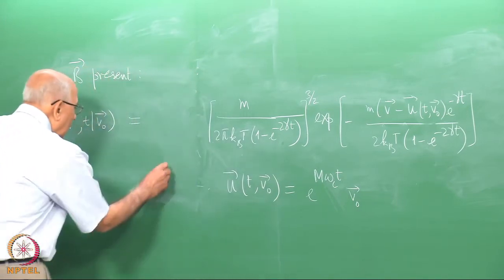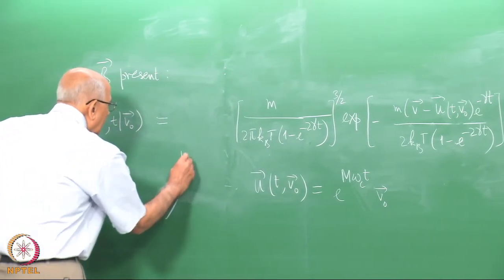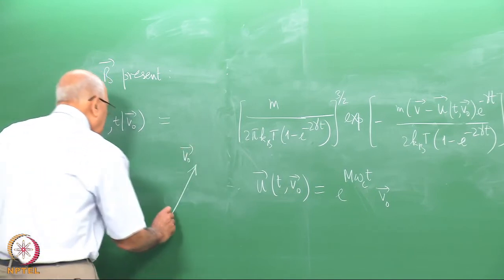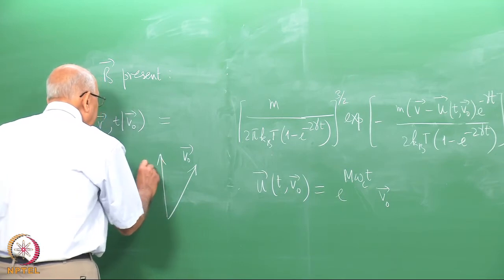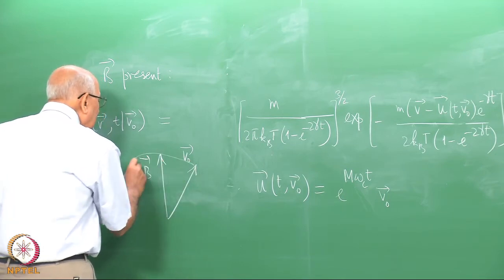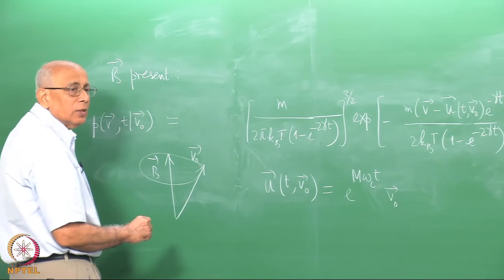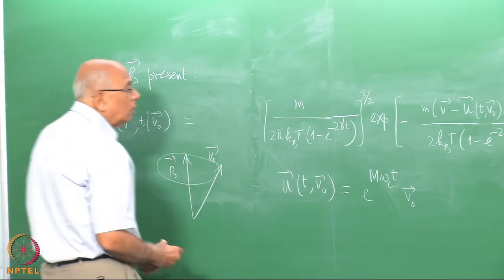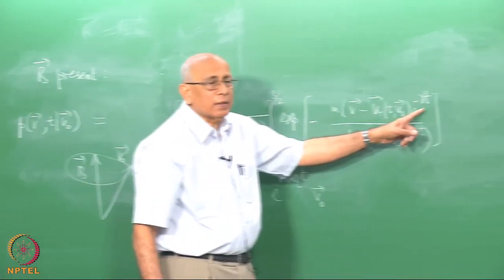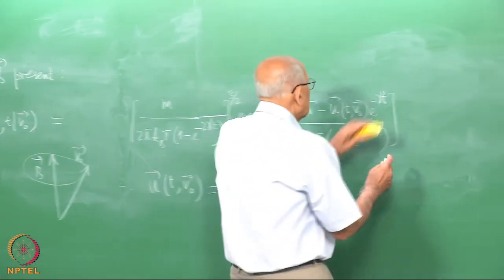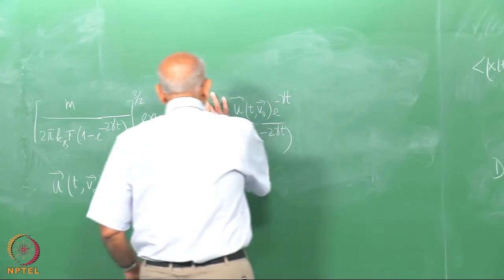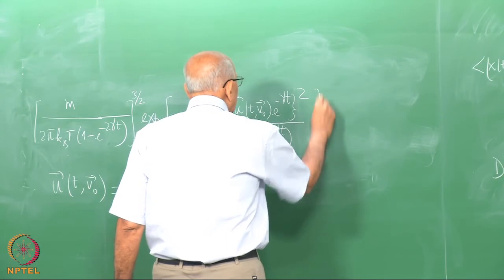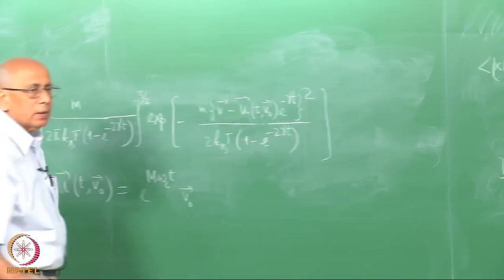That will tell you how, if you started with v naught, this vector, and this is the direction of the field, how this vector precesses around it. That is what this portion does. Simultaneously, its length is coming down according to this factor. So it is this thing here squared. And that is the answer.